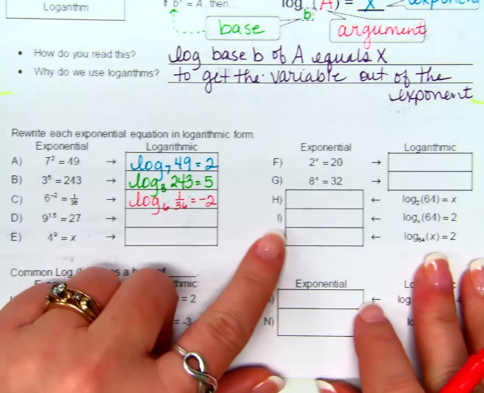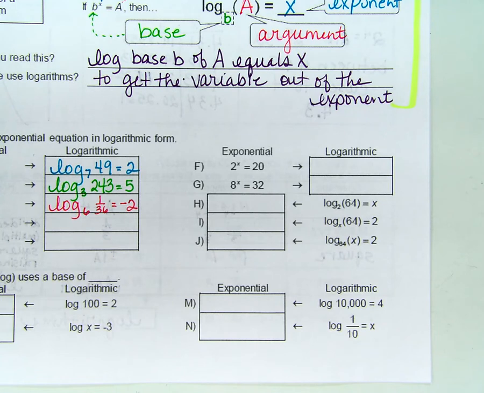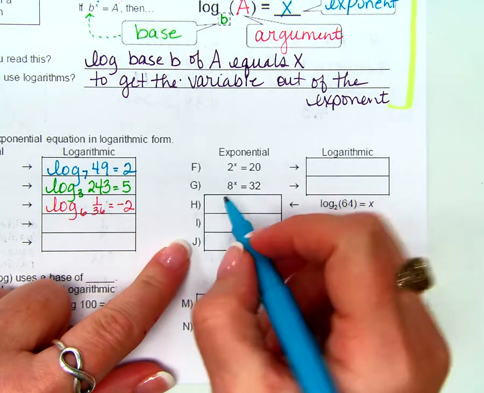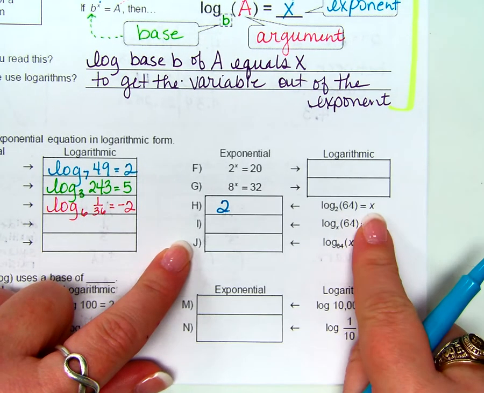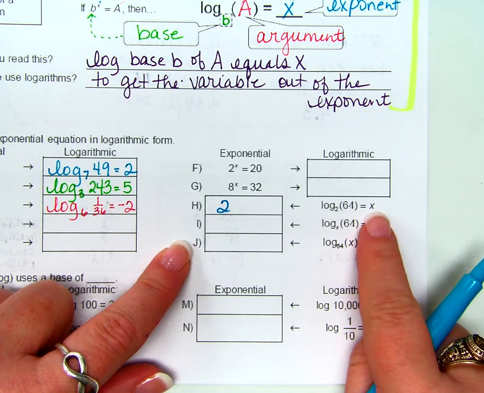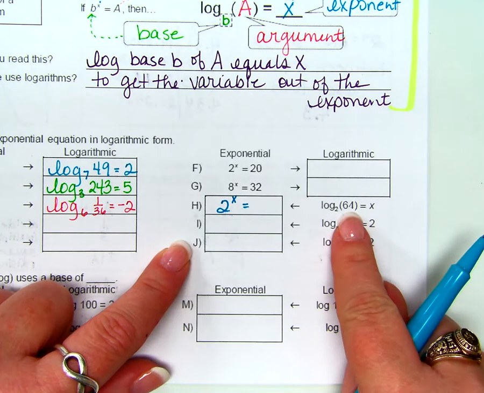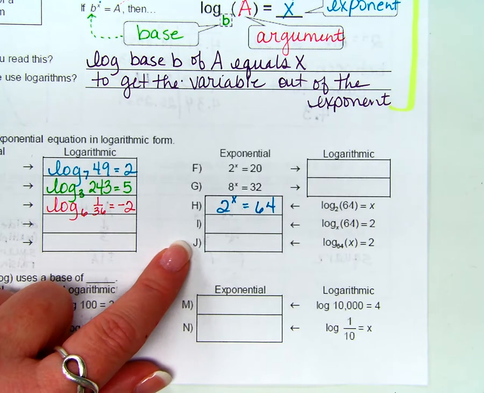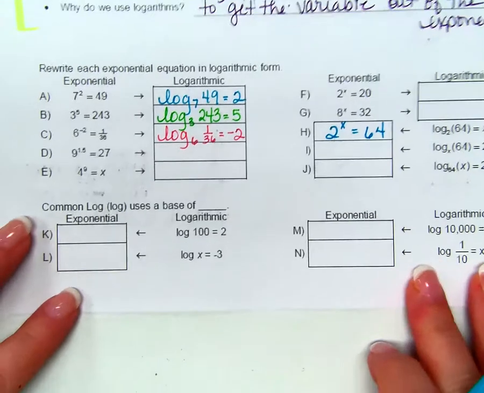Okay. Let's go over to h. What is the base of the log? 2, then that needs to be the base of my exponent. What's my answer? X, so that's my exponent. And what's the argument? 64. You get the idea?